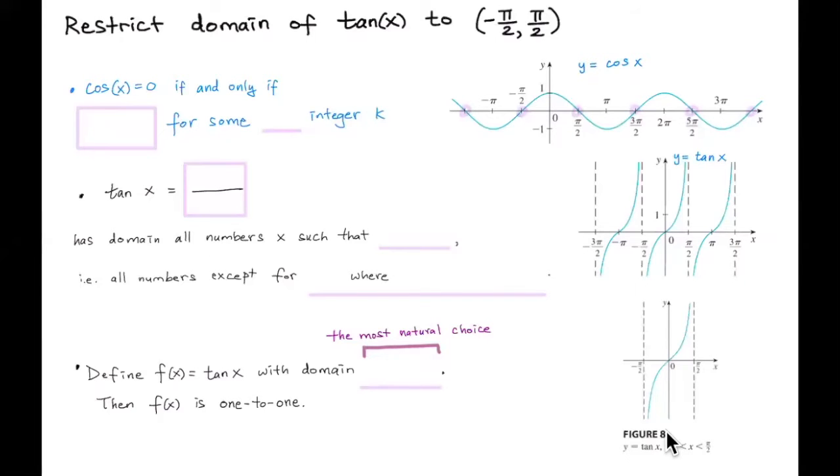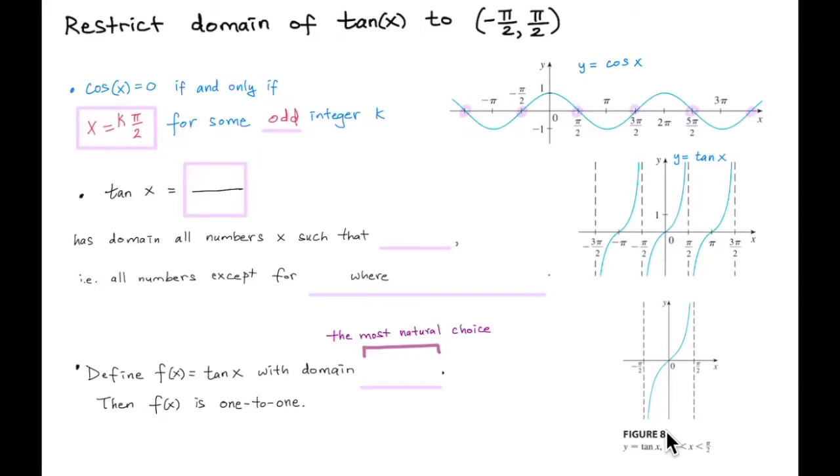Here I have the graph of cosine. We can see that these are the points where cosine is 0. So you can see that here I have -1 times pi over 2, 1 times pi over 2, 3 times pi over 2, 5 times pi over 2, and so on. So in fact, cosine of x is 0 if and only if x is equal to pi over 2 times k for some odd integer k.